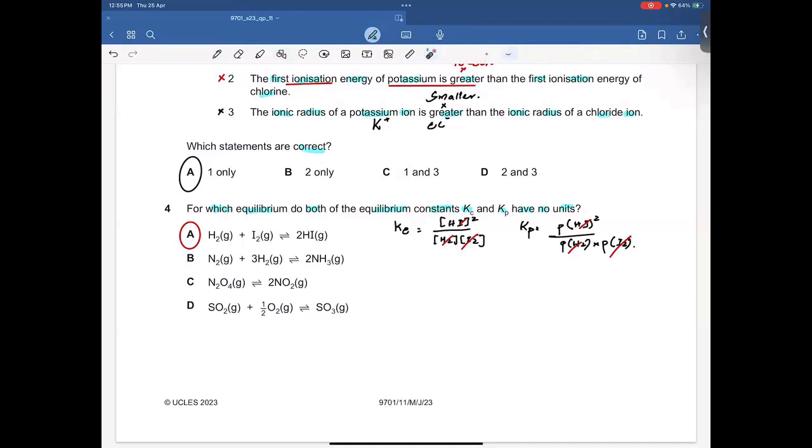Obviously, option B is incorrect, C is incorrect, D is incorrect because they have different numbers of moles on both the reactant and product side, which means they must have some sort of unit, right? But A has no unit because the units cancel out with each other because of the same number of moles on both sides. Okay.